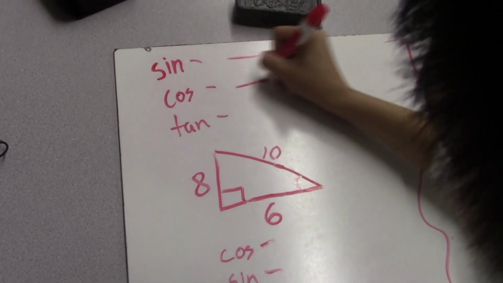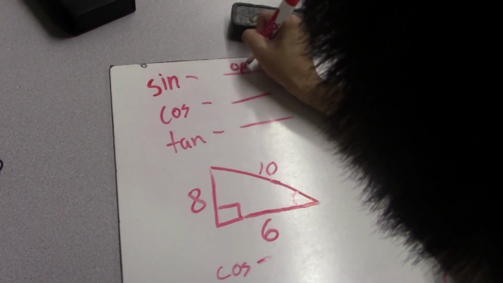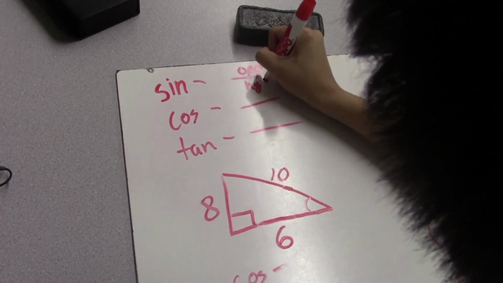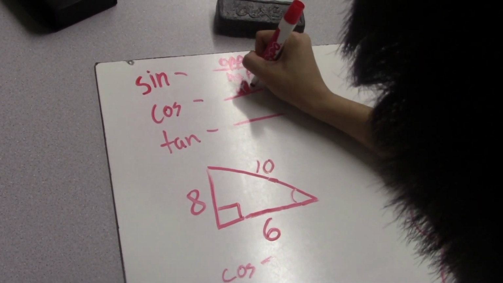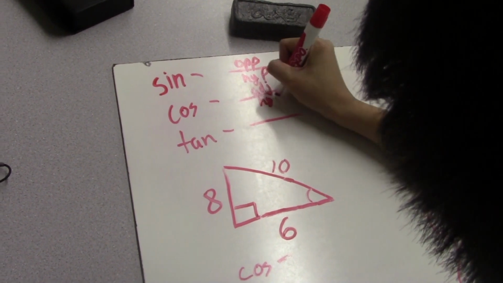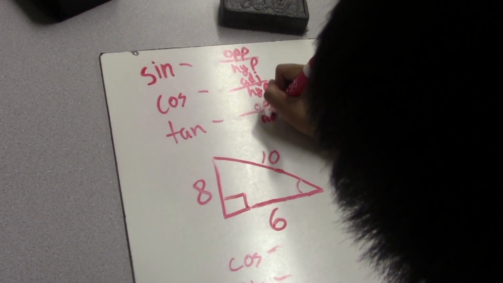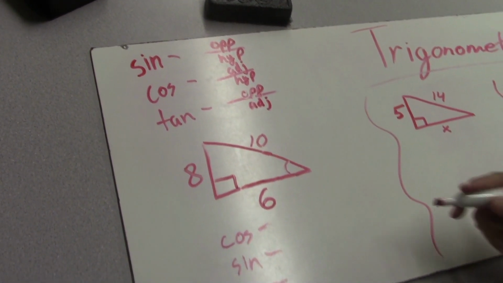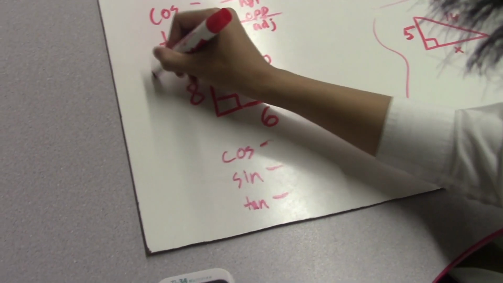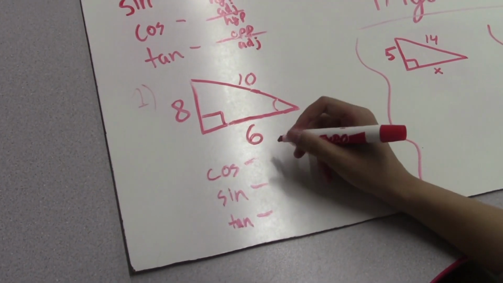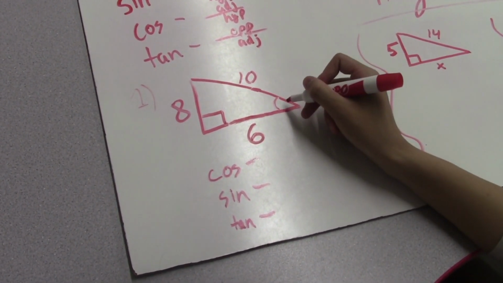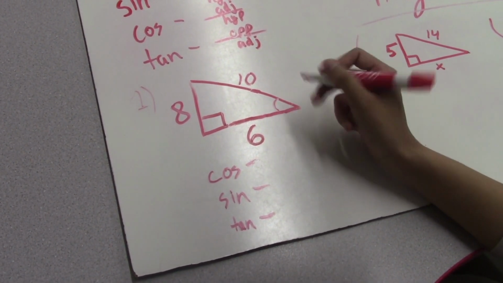So first, we will start off with opposite over hypotenuse, adjacent over hypotenuse, and then opposite over adjacent. Now, if we look further into this problem, number one, it's asking for the cosine of this angle, the sine of this angle, and the tangent of this angle.